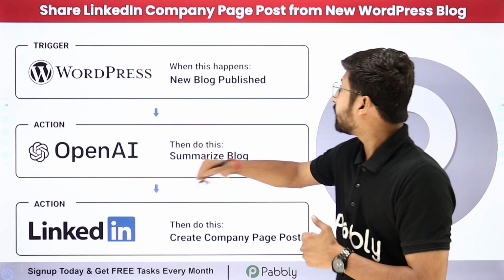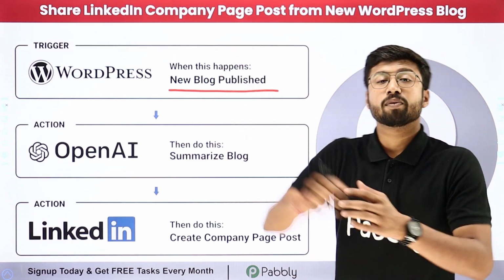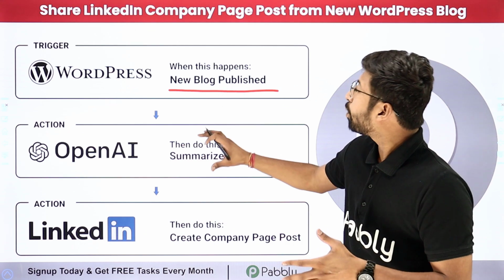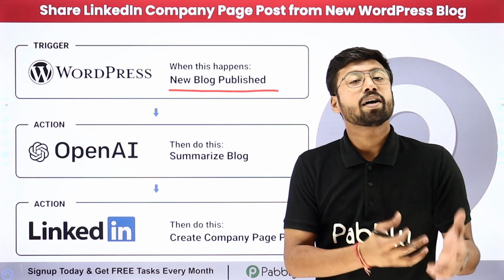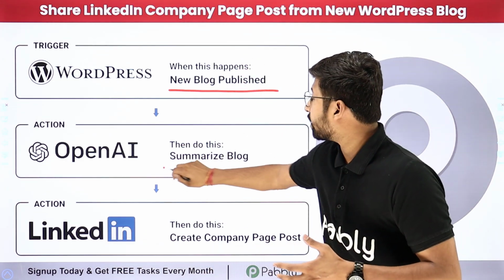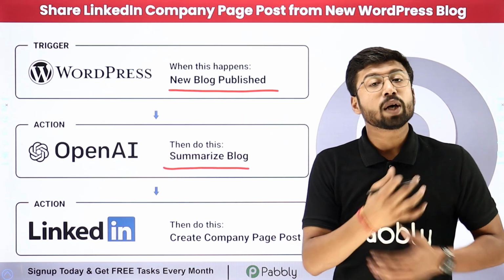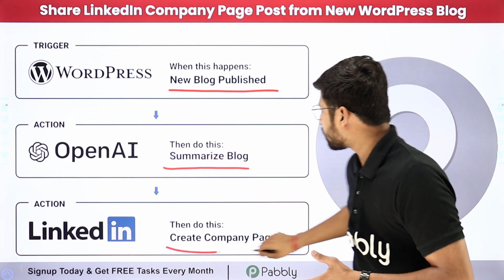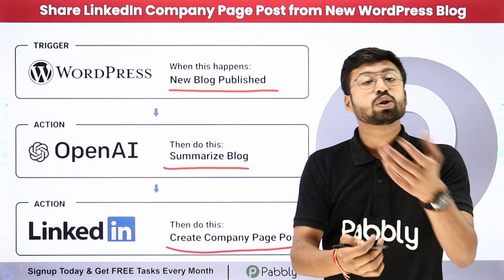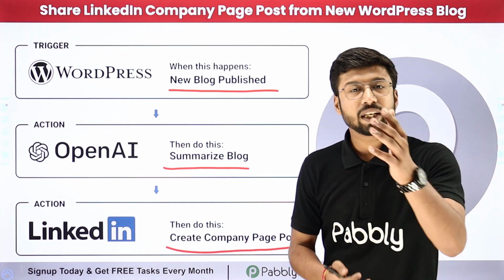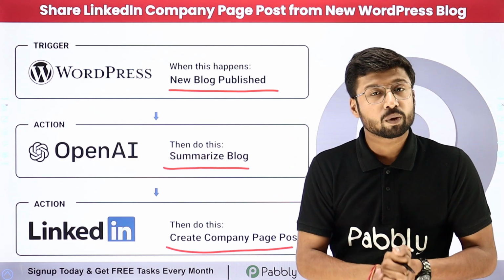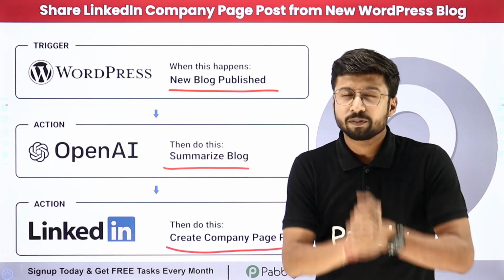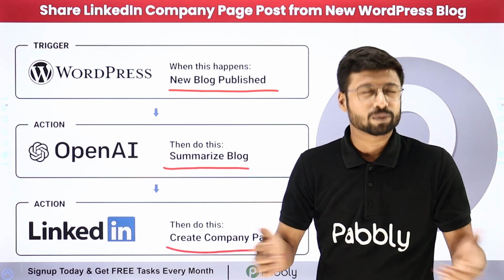In this automation, whenever a new blog is published on my WordPress site, automatically using ChatGPT or OpenAI, I'm going to summarize this blog and generate a caption from this blog's content as well. And after generating the caption, we are going to share a post with the same blog's link, the blog's image, its title, and the caption which we have received from OpenAI or ChatGPT on our LinkedIn company page profile. Now, if you want to learn how you can set up this automation all by yourself, you just have to come with me to my screen.